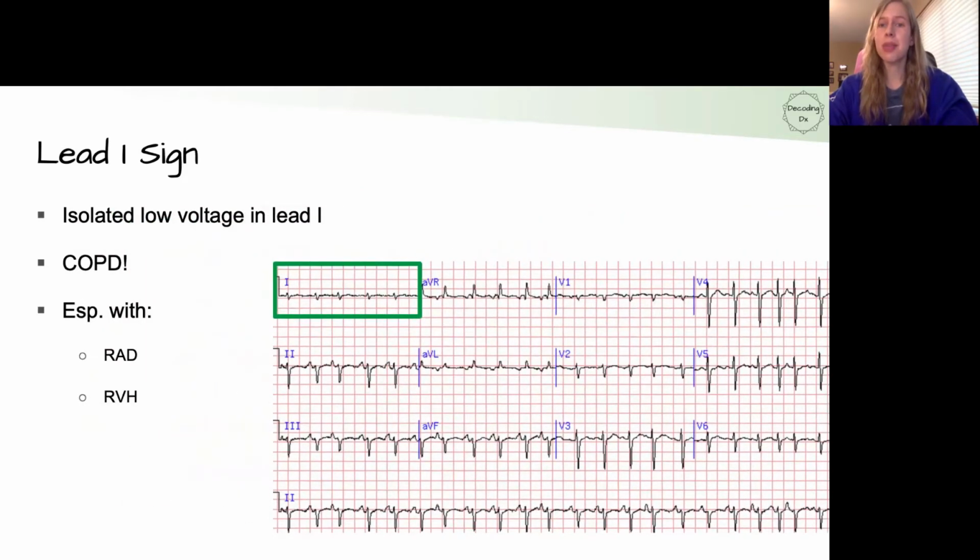The reason for it is related to the right heart strain and the changes that happen to the heart secondary to the COPD. Other helpful clues that this is what you're seeing are if you also see right axis deviation and RVH in the EKG at the same time.